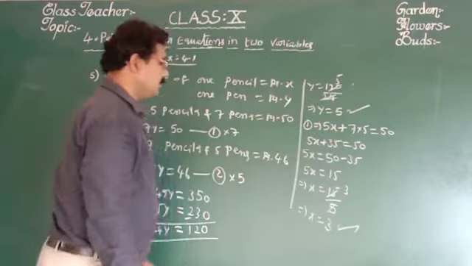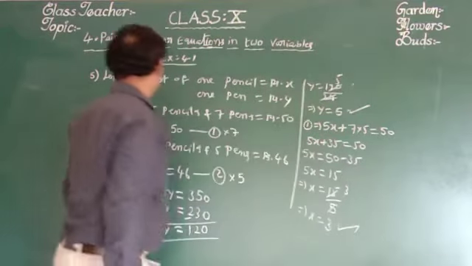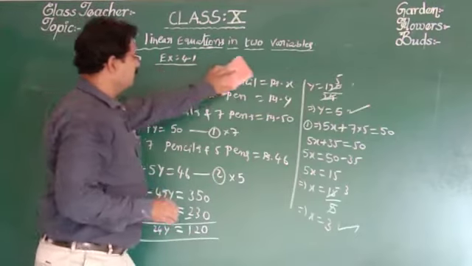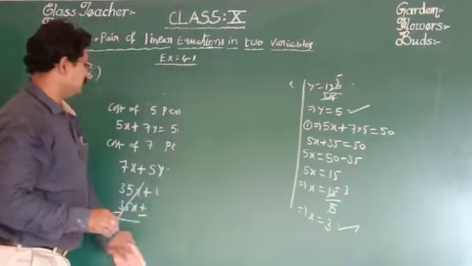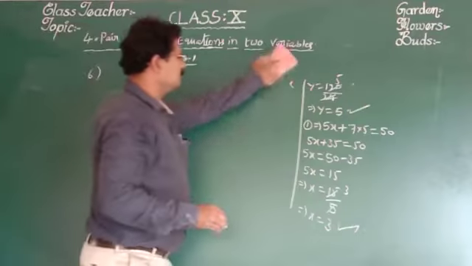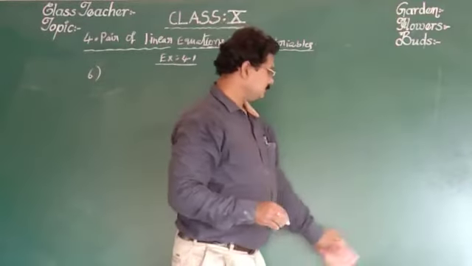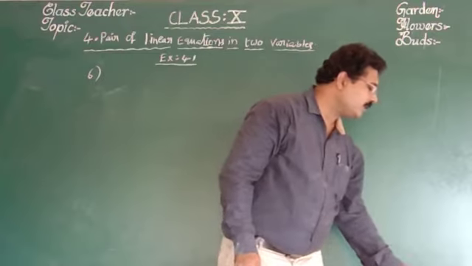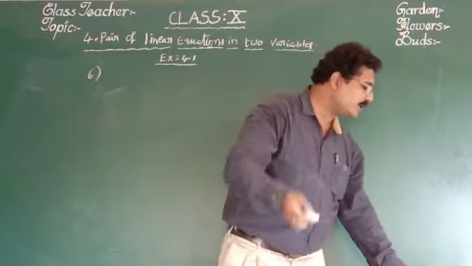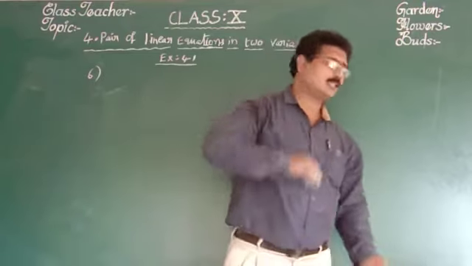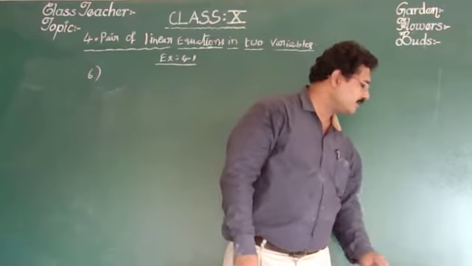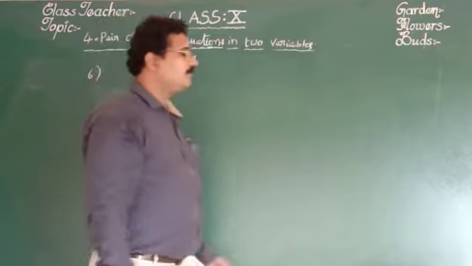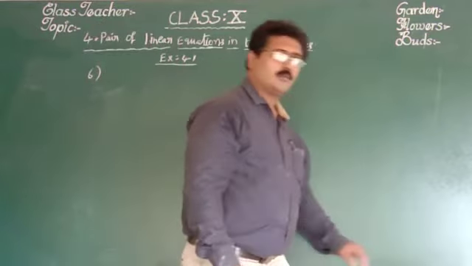Okay, now go to the next problem, that is problem number 6. See that problem number 6. Half the perimeter of a rectangular garden whose length is 4 meters more than its width is 36 meters. Find the dimensions of the garden. Okay, let the length of the garden be x and the width or breadth of the garden be y meters.